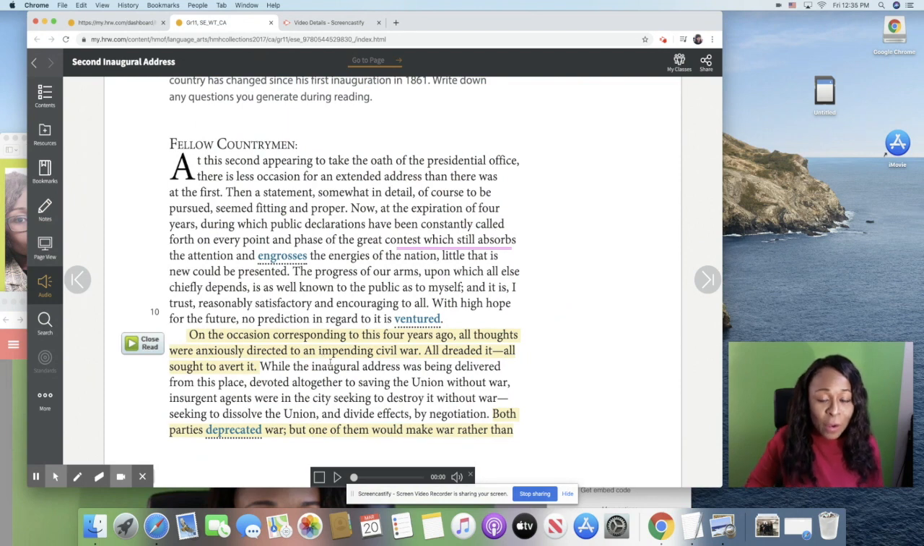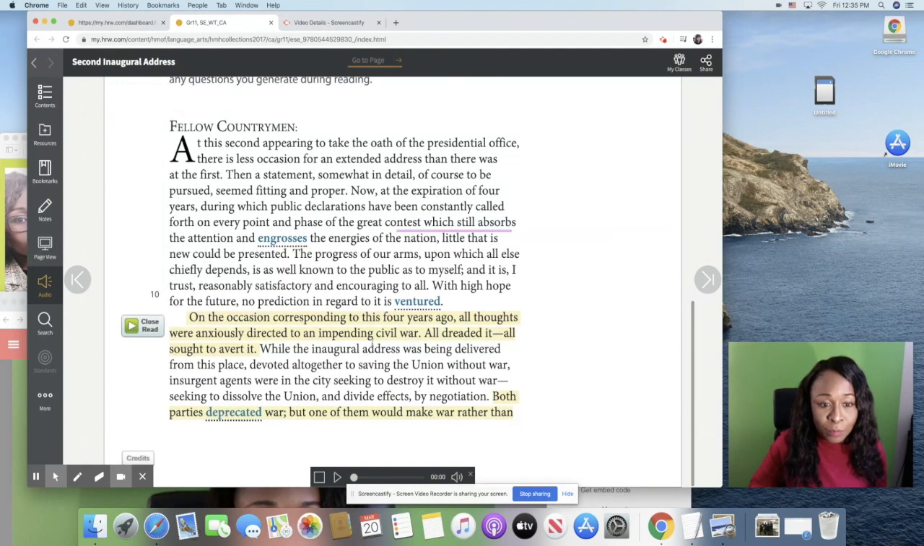All right, so what he does is that he refers back to his first inaugural address that happened right in the same spot. And many of the people who are standing here today, they stood there 4 years ago. And he basically gets them to think and to compare where the nation was 4 years ago to where it is now. And so he points out some things. He says, well, 4 years ago, the address was about saving the Union without war. Insurgent agents were in the city seeking to destroy it without war.